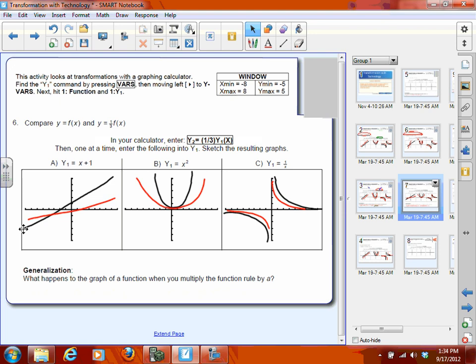All right, as you're working on number 6 here, you should notice that just the opposite of what happened on number 5 is now happening on number 6. Instead of getting skinnier or narrower, now it's doing the opposite. Now it's getting wider. The question is, why? What's happening this time?